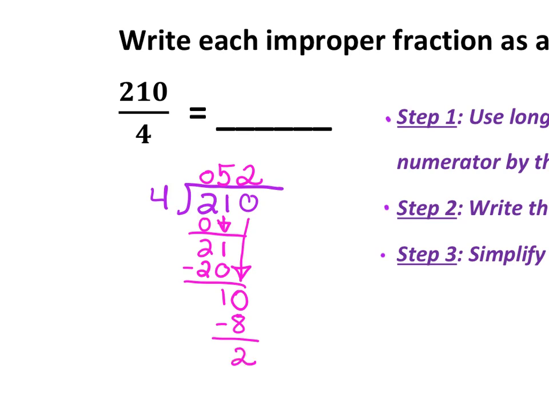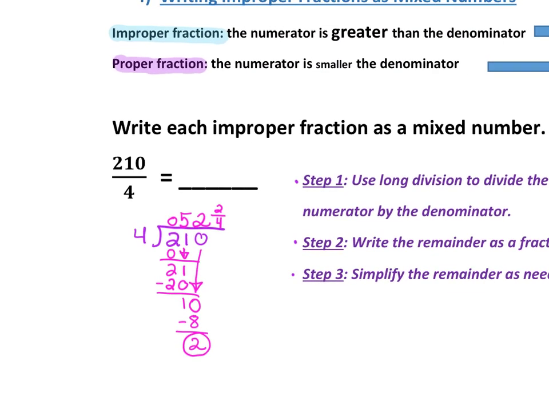2, 4 doesn't go into 2. There's not a number to bring down. So I have 2 left in my dividend, and my divisor was 4. So step 1, I get 52 2/4.